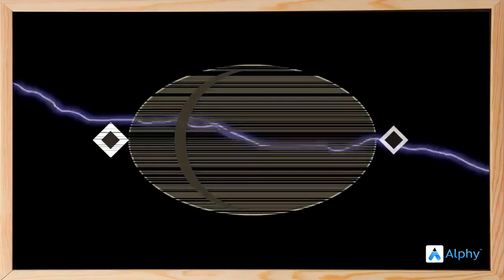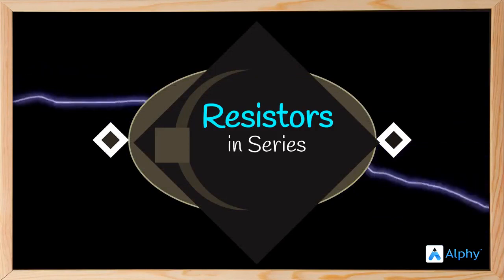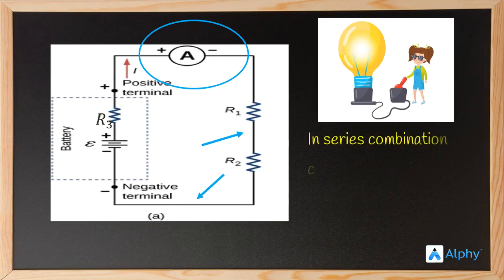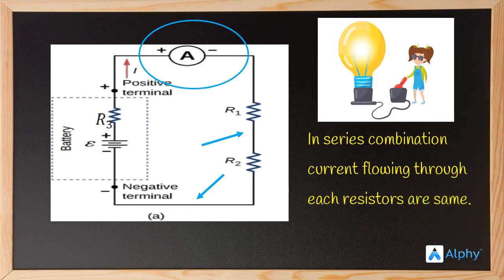In this video, we will be discussing resistors in series. If you observe this circuit diagram, you can see an ammeter, and this ammeter always records a constant value in a series combination of resistors, because in a series combination, we know that the current flowing throughout the circuit is constant. If you see the wire connections, all the resistors R1, R2 and R3 are connected end to end in series. So, in series combination, the current flowing through each resistor is the same.